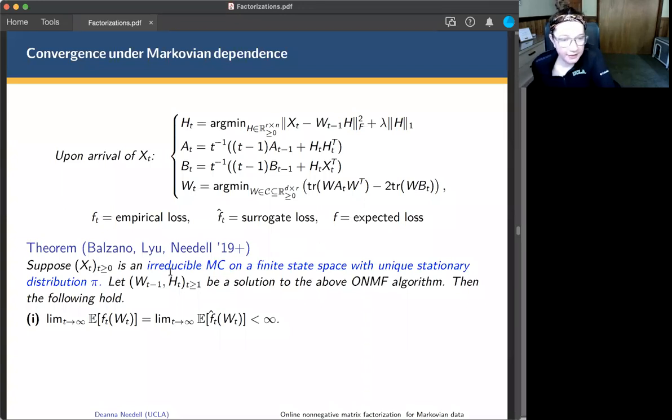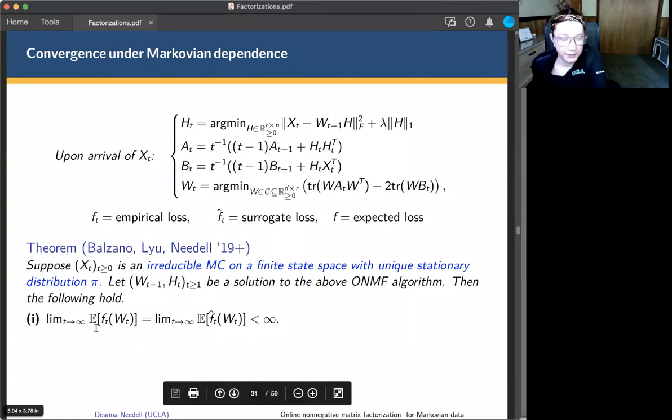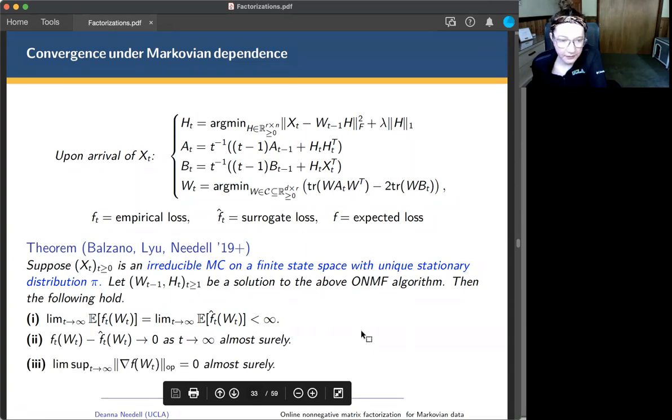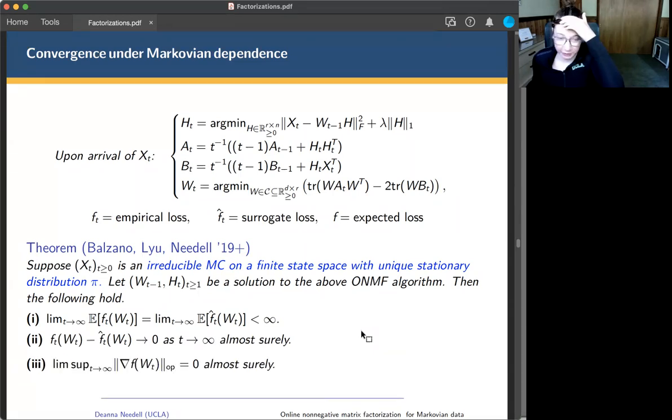Okay, so in this setting, which I already mentioned, we have a Markovian data stream with a unique distribution pi. Again, same algorithm, we're not changing the algorithm at all. We just relax this assumption, and we get the same guarantees. So in expectation, the empirical loss and the surrogate loss converge to the same thing. In fact, they also converge to the same constant almost surely. And we also get that the gradient converges to 0. So same guarantees, just by relaxing this assumption.